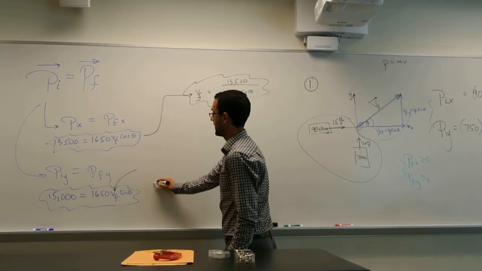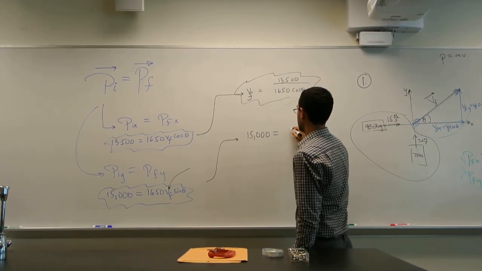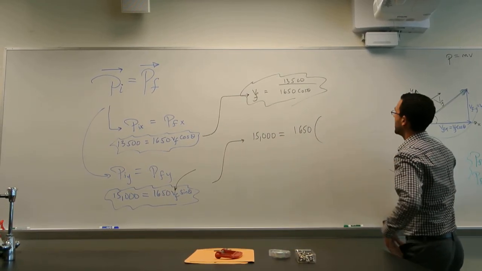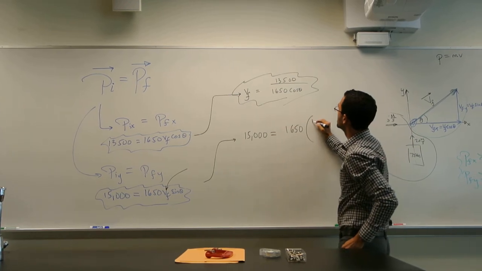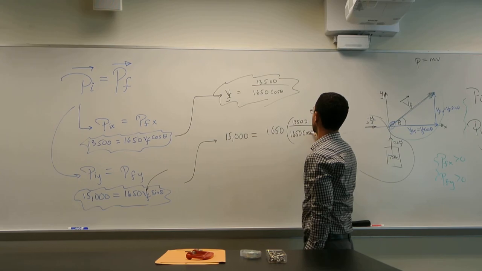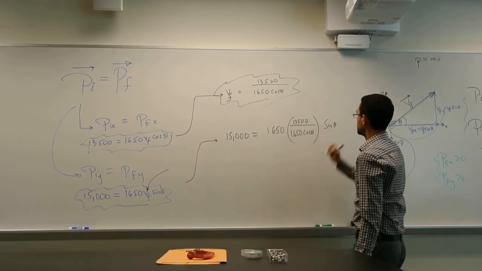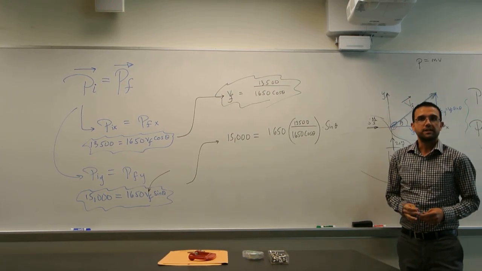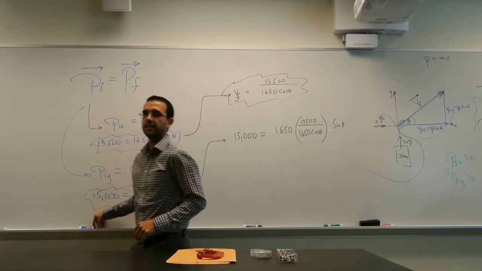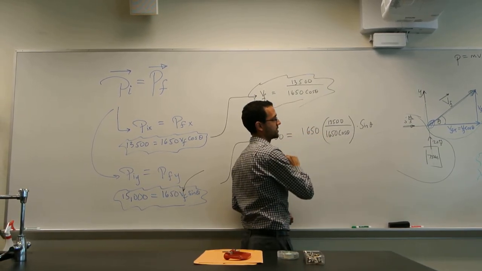So by doing that, I now have 15,000 is equal to 1650 times VF, but VF now, using the first equation, is just 13,500 over 1650 cosine of theta, multiplied by, of course, the sine of theta there as well. So you end up with this. Now, what do you notice about this? Something's going to cancel. There will be something with tangent, that's true, but what cancels?